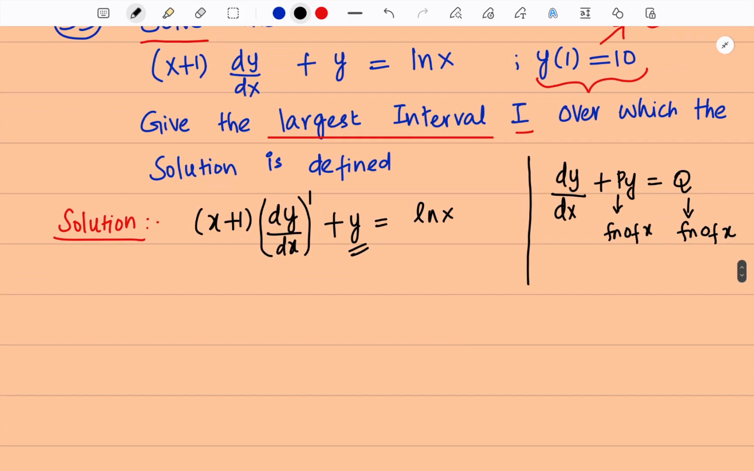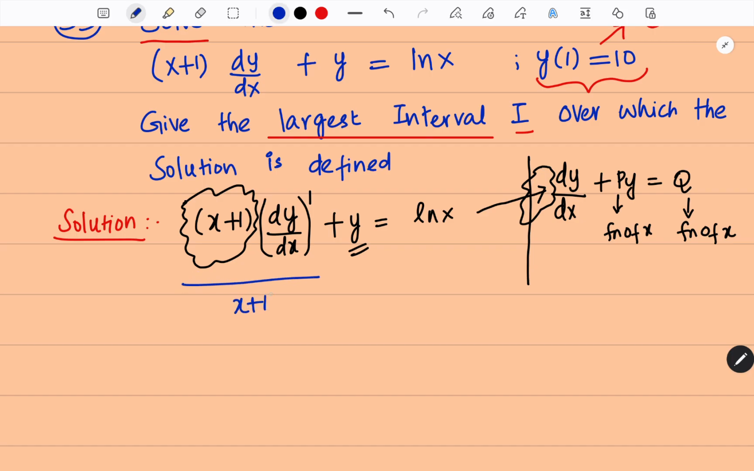Now look here. So first, look at your question. Is it in the form exactly like this? No. Look here. Some terms over here, the coefficient is not 1. But here the coefficient is 1. So first we need to bring it to this model. So how are we going to bring it to this model? Very simple. We are going to divide by x plus 1, right? So what happens to the differential equation now?